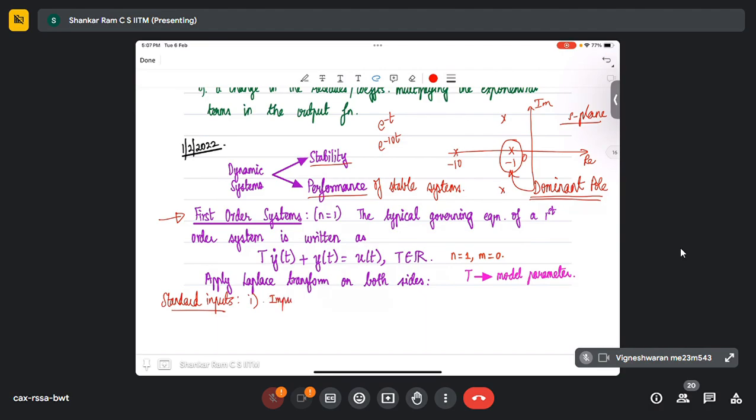Unit response, step response, sinusoidal. Correct, very good.